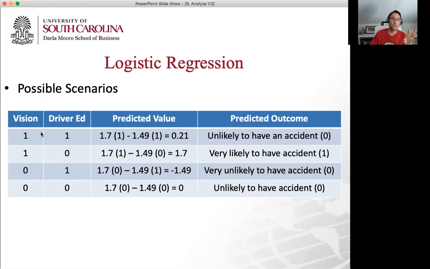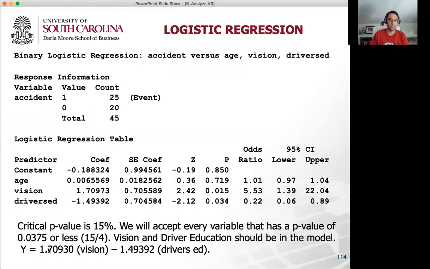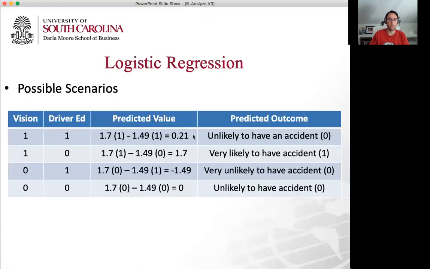And then you basically have those two attributes are yes or no, right? So we have 4 different scenarios that can happen. Have a vision problem and a driver's education. So you change the values to 1 for those in the equation. Remember the equation here? You just change this to 1 and this to 1, right? That's what I did. It is 0.21. 0.21 is less than 50%. So that person probably is not going to have an accident. It's unlikely, sorry, to have an accident.